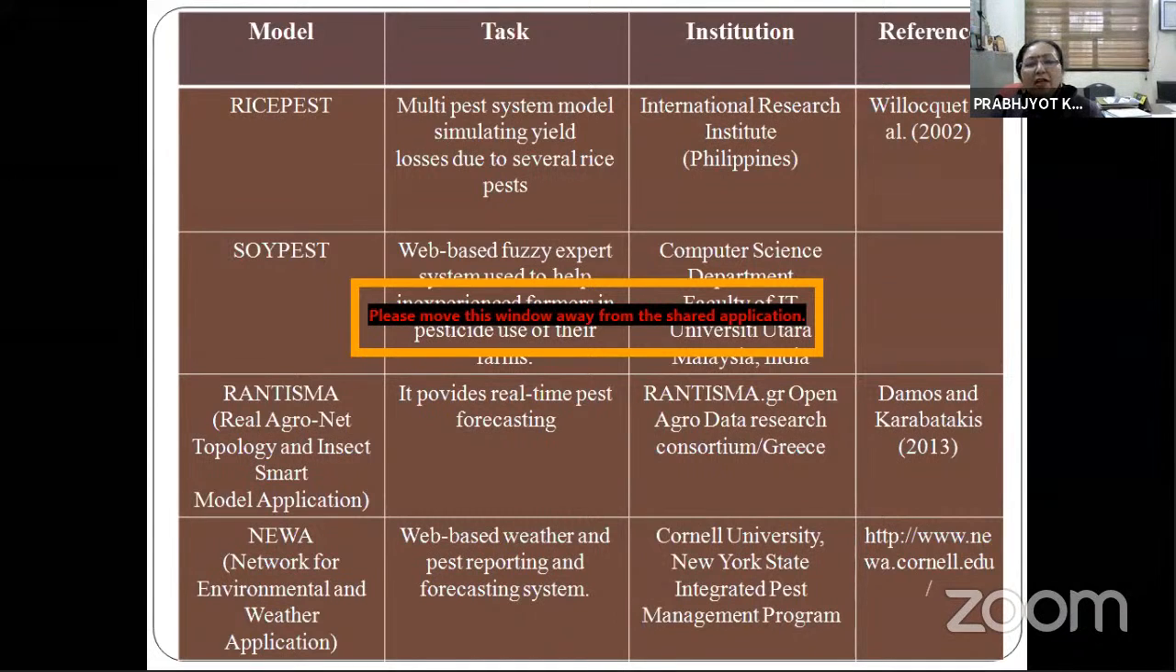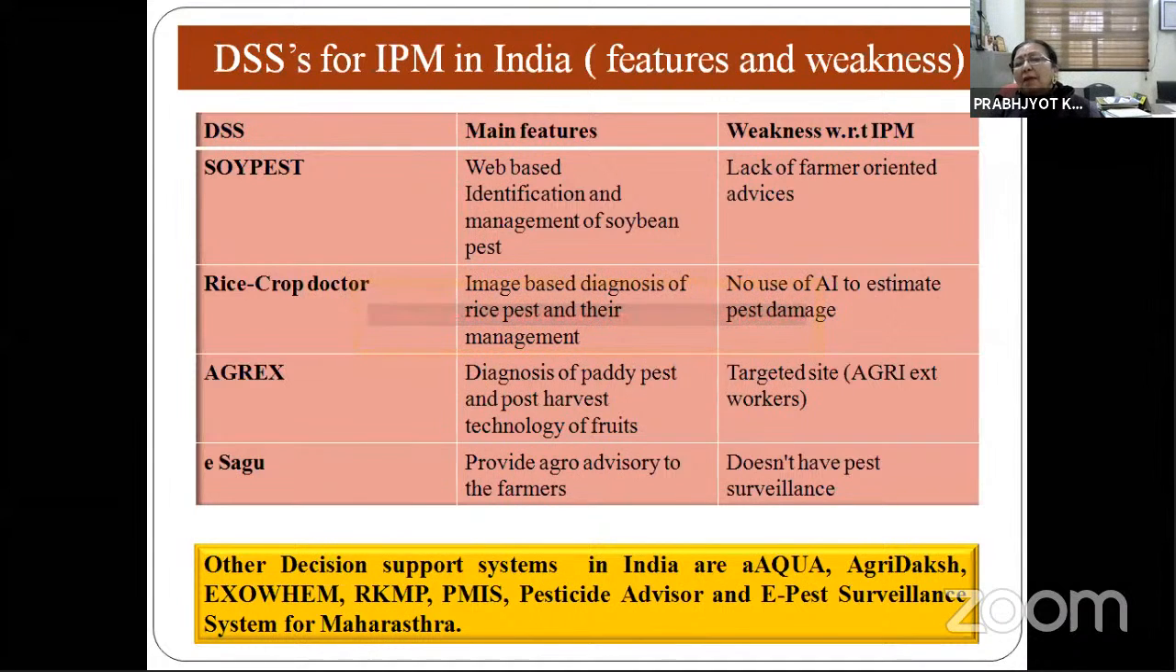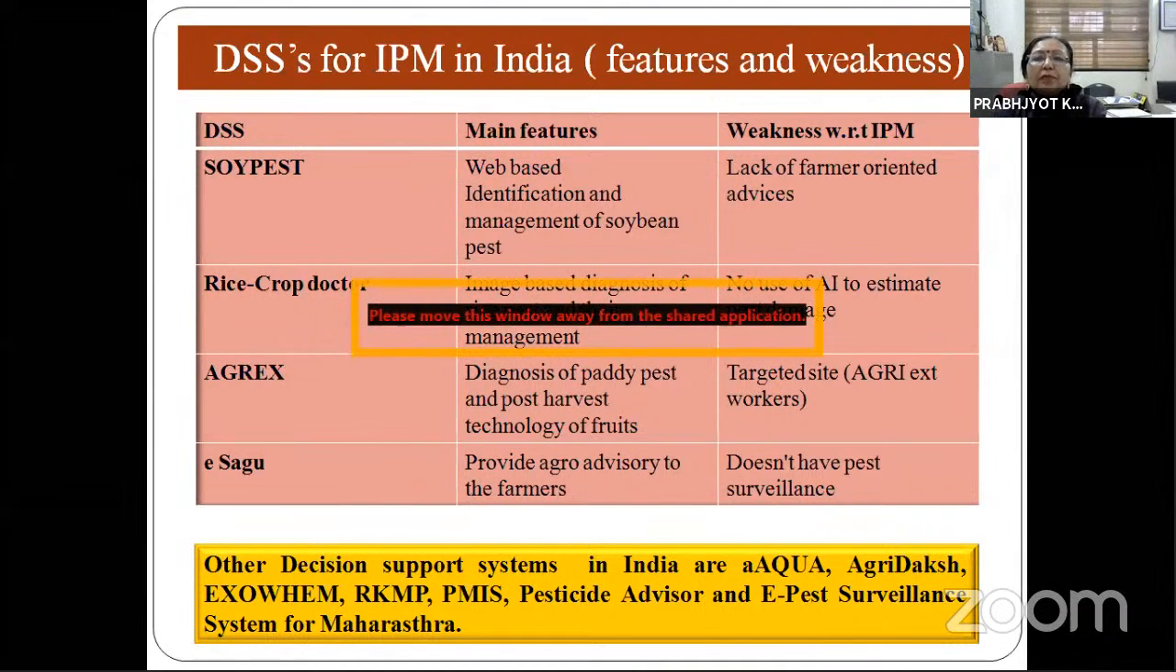Then NEWA, that was a network for environmental and weather applications. Then decision support systems for IPM in India. These are some of these, that is SoyPest. It is for this Indian subcontinent, then Rice Crop Doctor, AGREX and ESAGU.